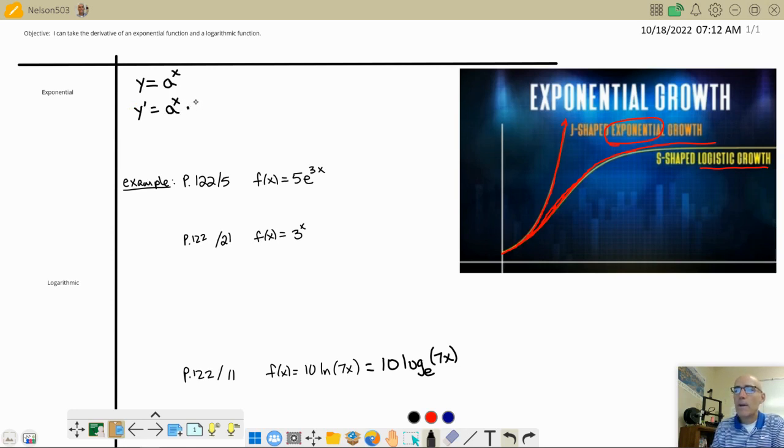However, it needs a modifier on it. And that modifier, or that factor that's going to vertically stretch or compress the function, is going to be the natural log of whatever the base is. Okay. So before we try this example down here, let's try another situation.